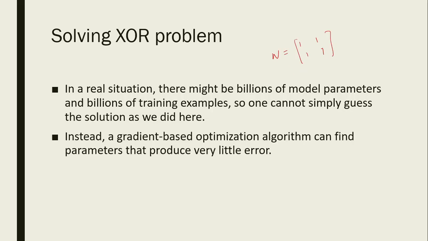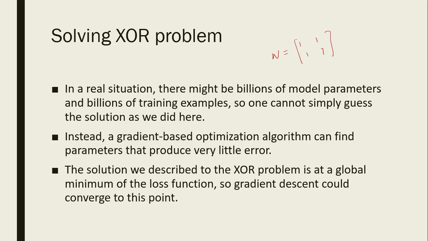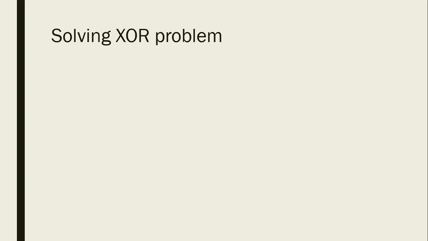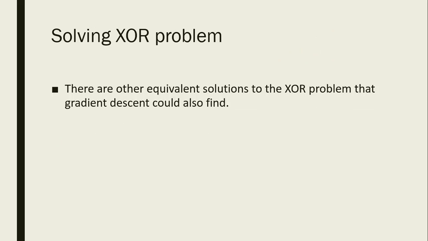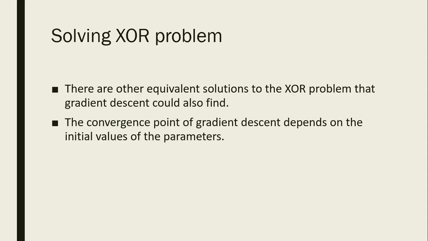Instead, a gradient-based optimization algorithm can find parameters that produce very little error. The solution we described for the XOR problem is at a global minimum of the loss function, so gradient descent could converge to this point. There are other equivalent solutions to the XOR problem that gradient descent could also find. The convergence of gradient descent, we will see in the next session. The convergence point of gradient descent depends on the initial values of the parameters.